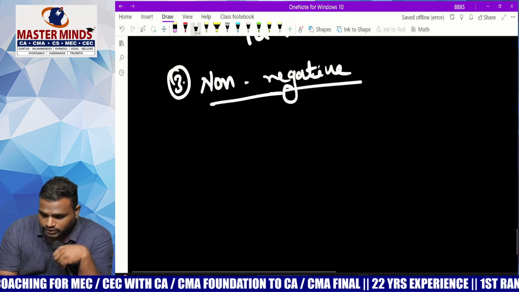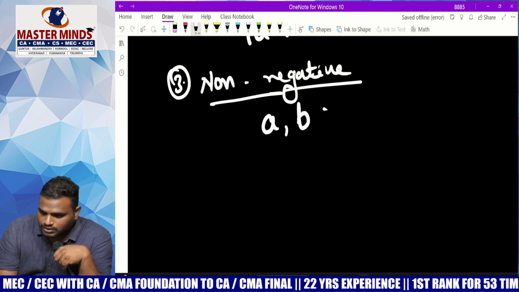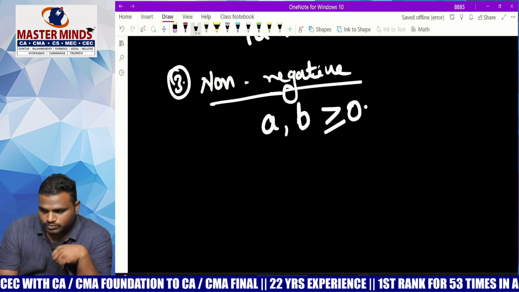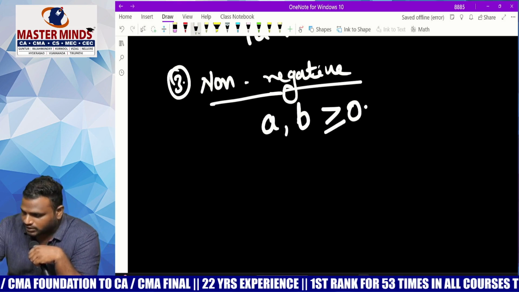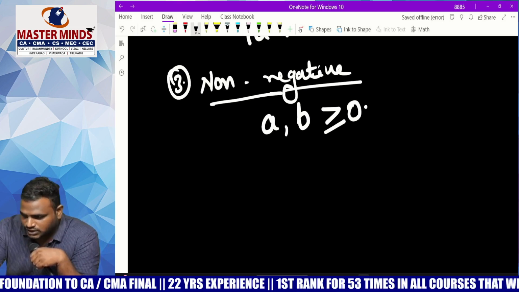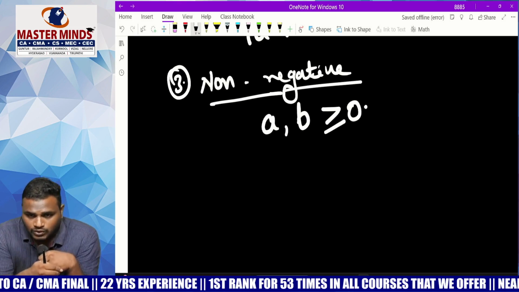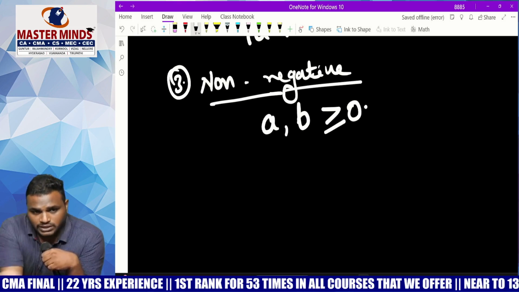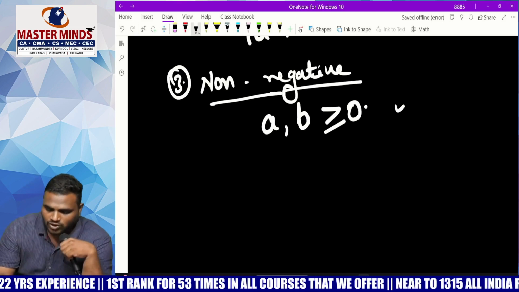Now the non-negativity function is A comma B greater than or equal to 0. If you want to produce, then produce, that is greater than. If you do not want to produce, then it is equal to 0. But is less-than-zero, negative production, possible? No. Is it possible? No. So this is the non-negativity function.